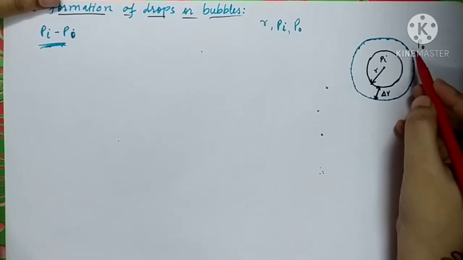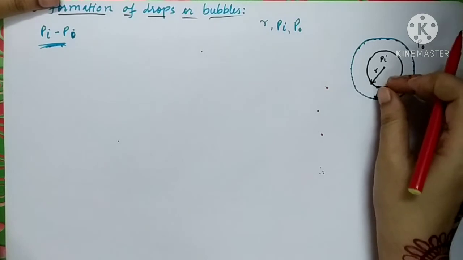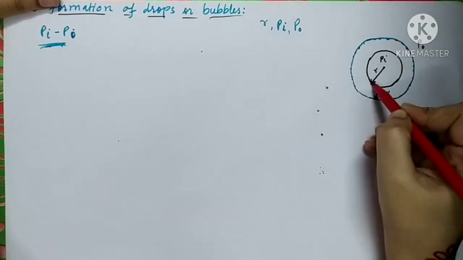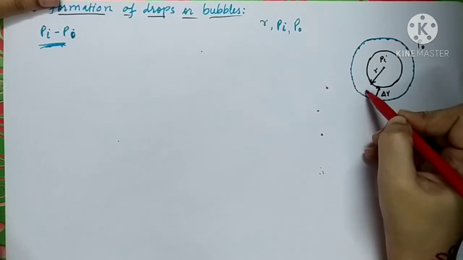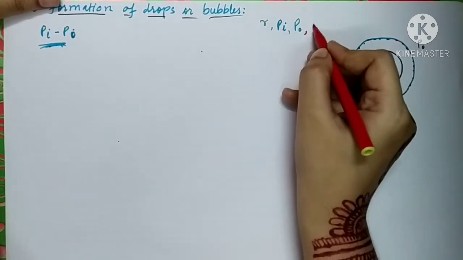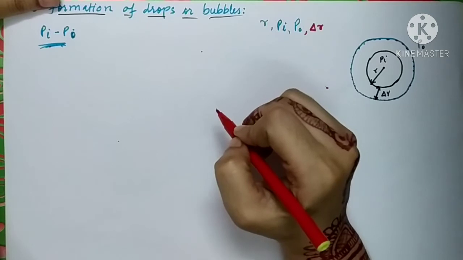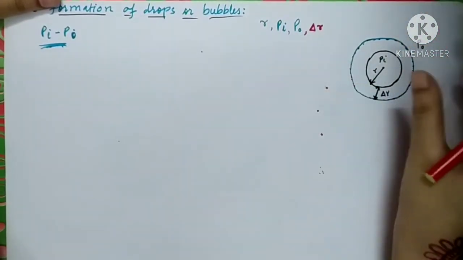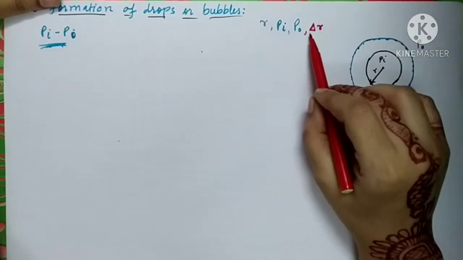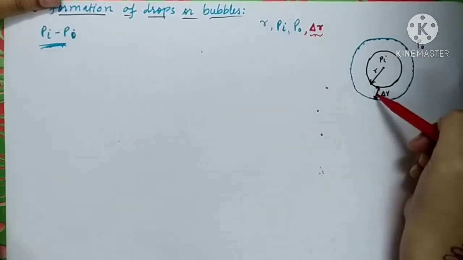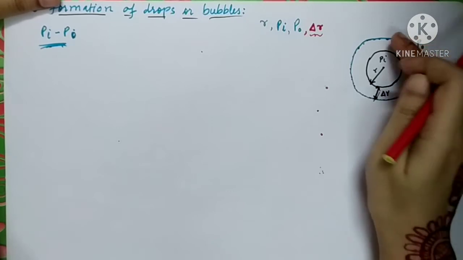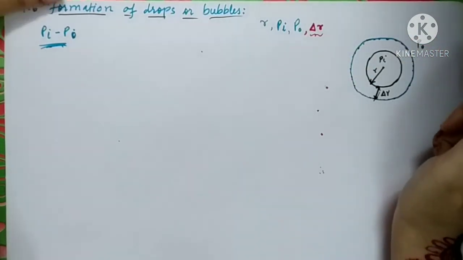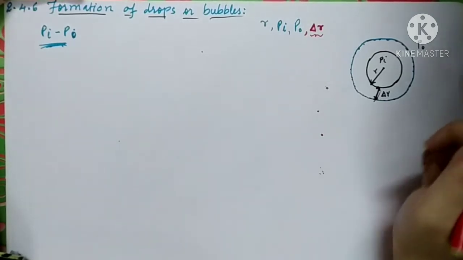Suppose we increase the size of this liquid drop. Suppose its radius is increased by a small amount, say delta r. Let us increase the size of the liquid drop and its radius is increased by a small amount, say delta r. So this will be the final shape of the liquid drop.